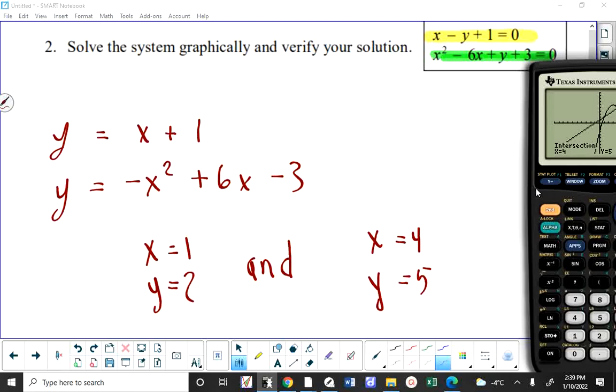Put 1 in for x in the second equation. If you get 2, then 1 comma 2 is a solution to the system, and you will. Then you repeat it with 4 comma 5. Does anybody have any questions with how you would verify it if you wanted to? Okay. All right, piece of cake.